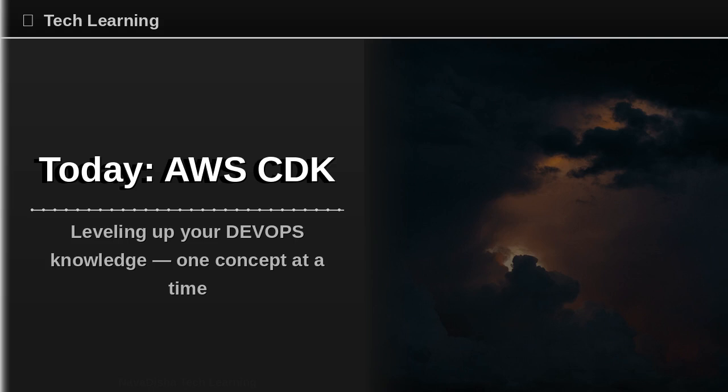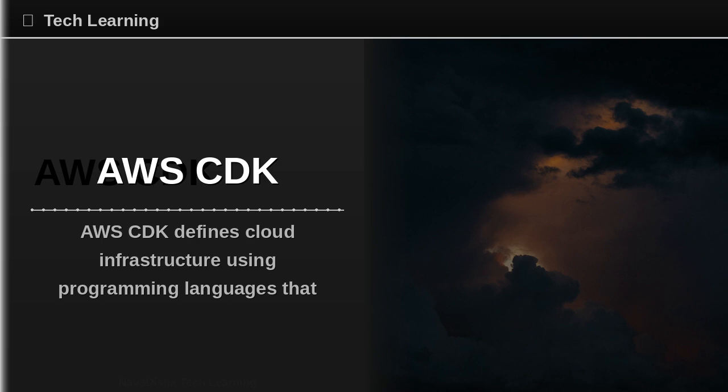Today we are breaking down AWS CDK, an essential DevOps concept. So, what is AWS CDK? AWS CDK defines cloud infrastructure using programming languages that compile to CloudFormation. This is one of the core ideas in DevOps that every developer should know.